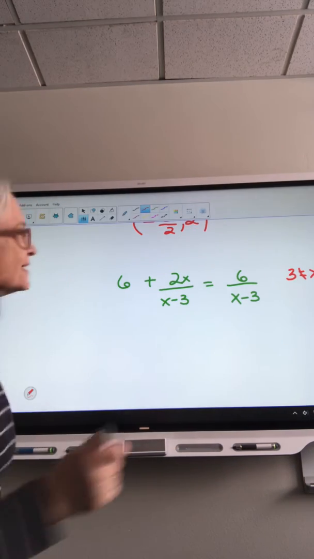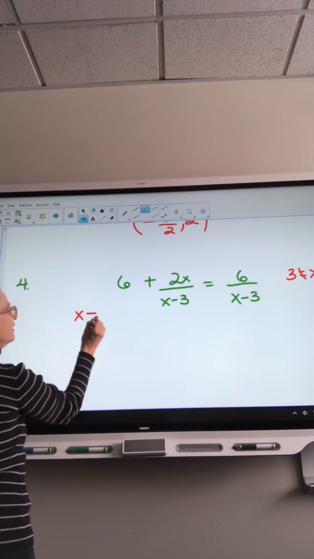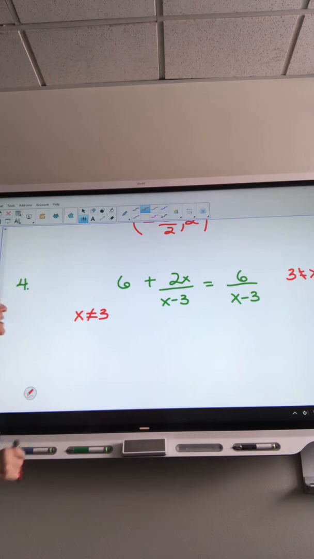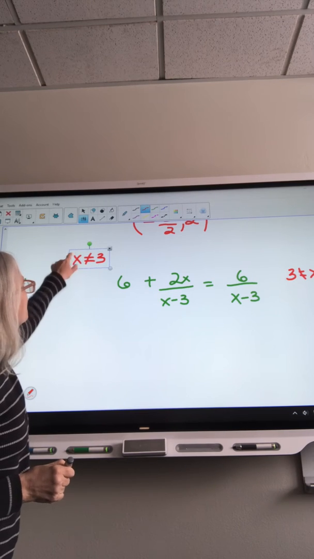I don't think you can see that though. There we go. X cannot equal 3. Okay, I'm going to move that up just so it's out of our way.